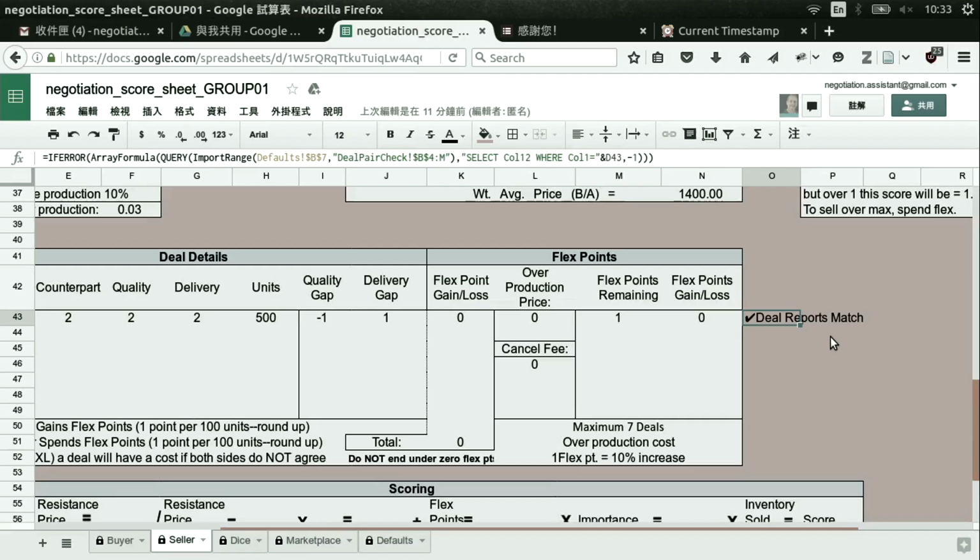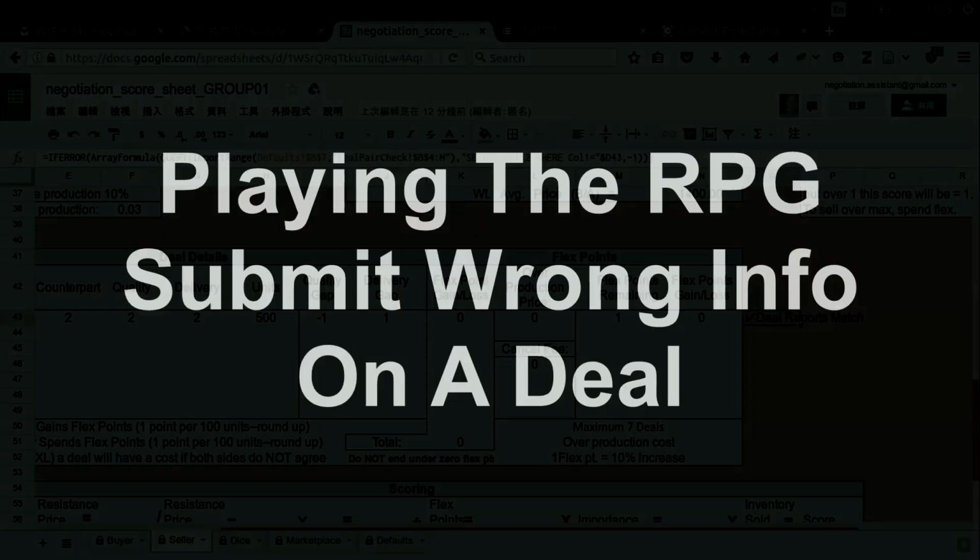That means that when the seller sent their 1 report and the buyer sent their 1 report, the numbers were the same. If those numbers do not match, that means that one of the buyer or seller team did not correctly put in the information, and that's a way to try to cheat. If that happens, of course, things won't work out exactly right.